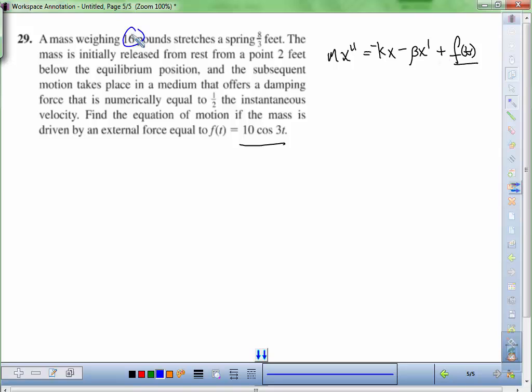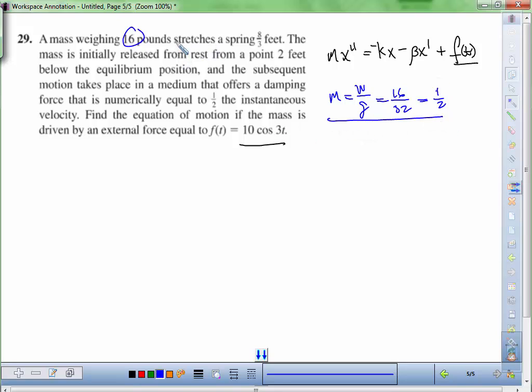We got 16 pounds for the weight, and again the mass is equal to the weight divided by the gravity. So this is going to be 16 over 32, which is going to be a half. So that's M.